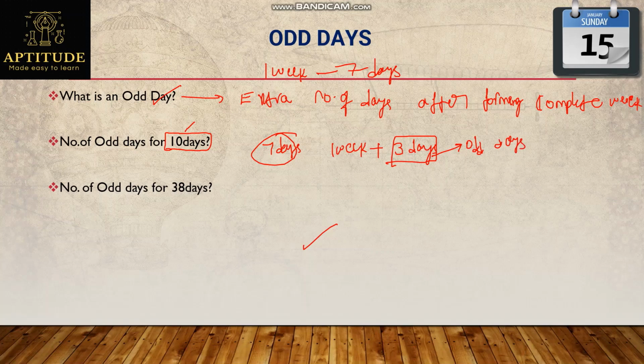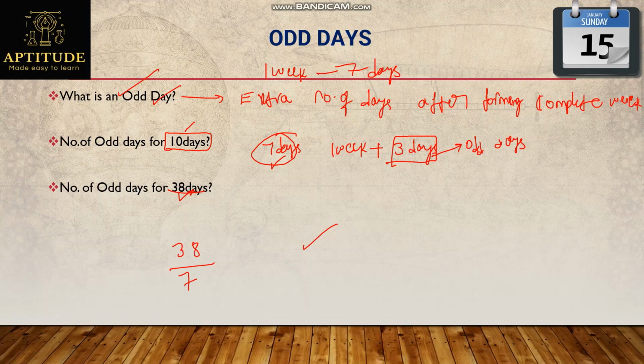Okay, for smaller numbers like 10 days, 14 days or 20 days, I can count manually how many weeks I can form and answer. Then what about 38 days, how can I say? Of course, this is also a smaller number, but it's very simple. See this. In order to calculate odd days for any given number of days, just divide the value by 7. Why? Because a week has 7 days. See this, 38 by 7.